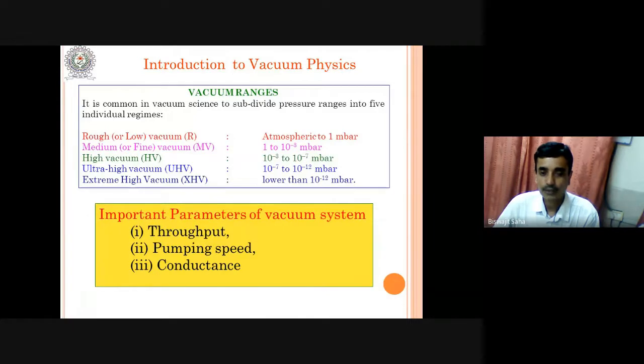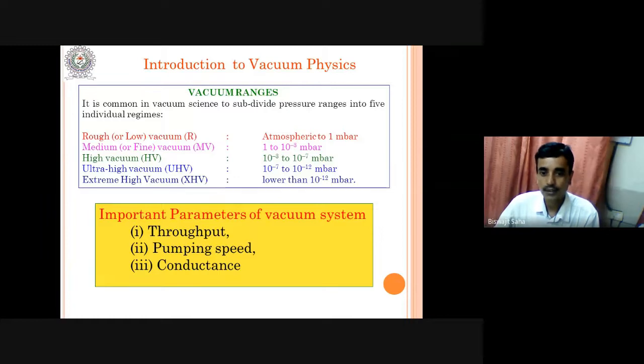So the range of vacuum can be categorized based on the pressure inside the chamber where the low pressure is generated. In rough terms, when we use a vacuum pump, the gaseous molecules or atoms inside are exhausted out of the system, and then the pressure decreases inside. It is called a rough or low vacuum when it is within 1 millibar, that is, starting from atmospheric pressure down to 1 millibar. That is 1 bar to 1 millibar.